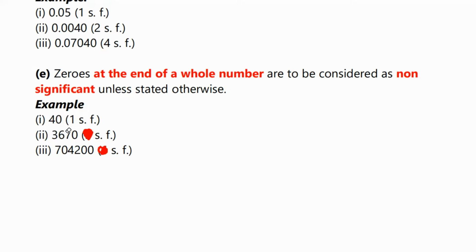Number 2, 3670. So altogether 1, 2, 3. 3 significant figures. But if the question says the 0 here is counted, then 4 significant figures, also correct. Number 3, 704200. So only 1, 2, 3, 4. 4 significant figures. Unless the question says, okay, this is 6 significant figures.